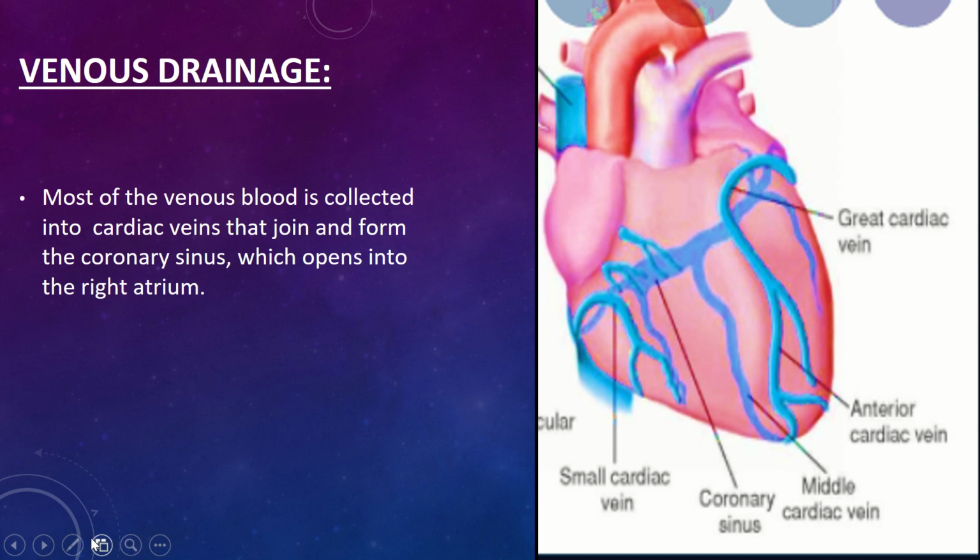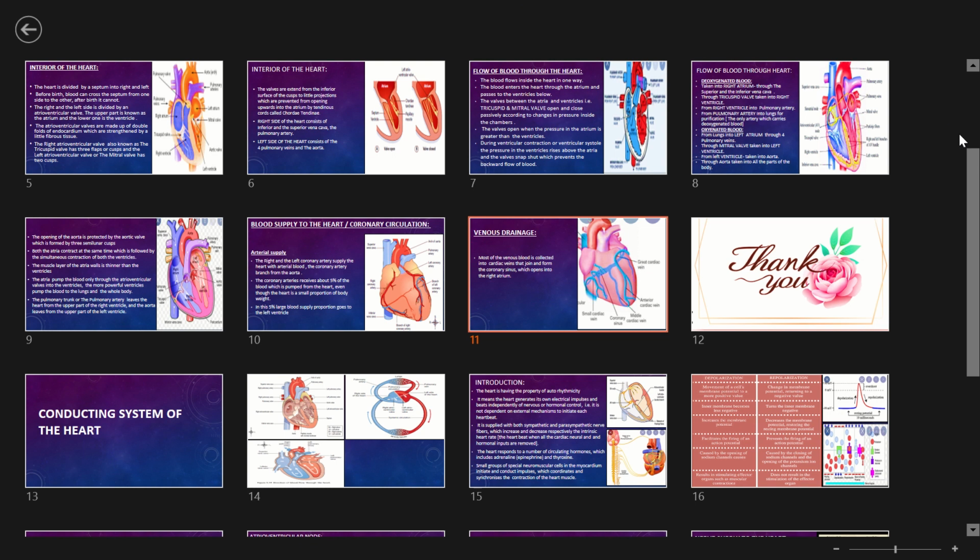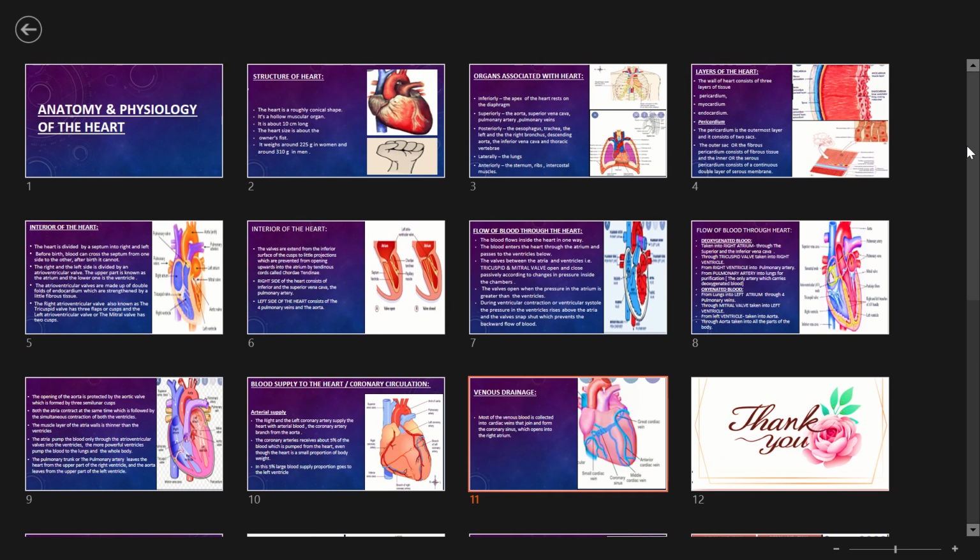Okay, to conclude, the heart is a muscular organ. It is conical in shape, and it consists of three layers: the pericardium, myocardium, and the endocardium. In the pericardium, the fibrous pericardium and the serous pericardium are present. In the serous pericardium, the parietal and the visceral layers are present.